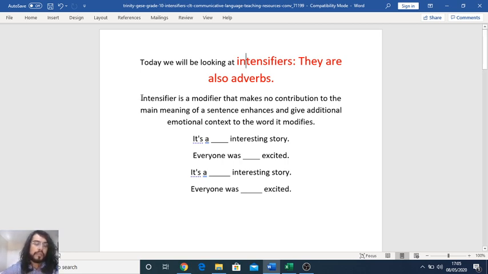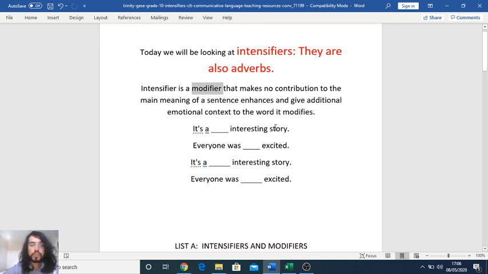So here's a dictionary definition. An intensifier is a modifier. When we say modifier, we just mean something that adds extra meaning to another word. So that makes no contribution to the main meaning. That's one way of thinking about it. So an intensifier doesn't change the main meaning, but it adds some extra information to a sentence and gives additional emotional context to the word it modifies. The idea of emotional context is very interesting here, and that's going to be more apparent soon.